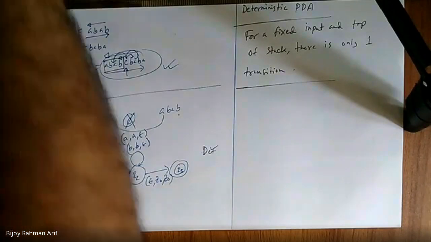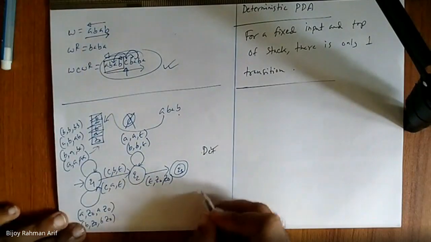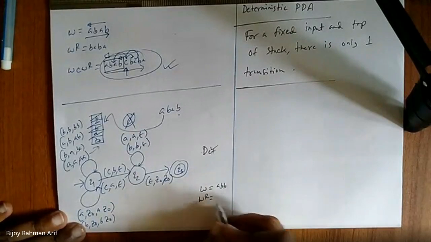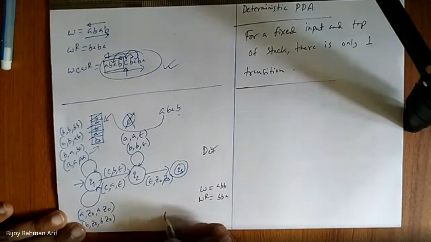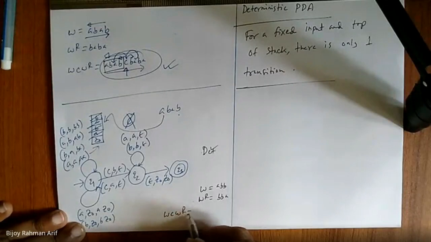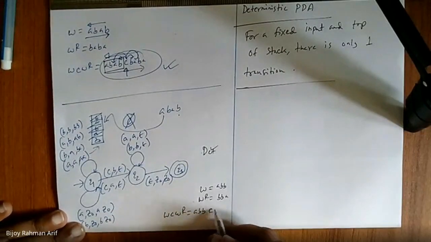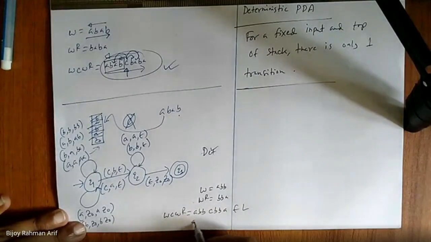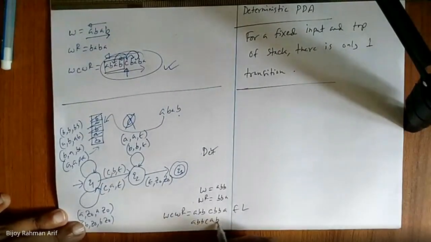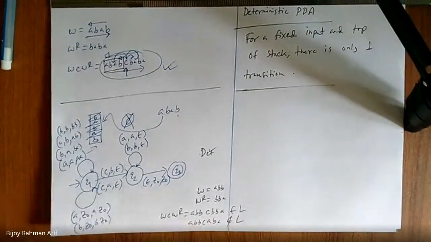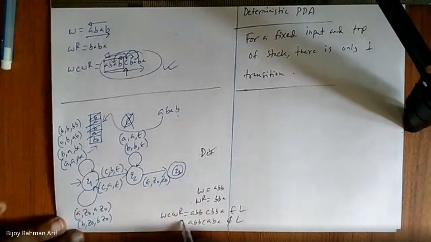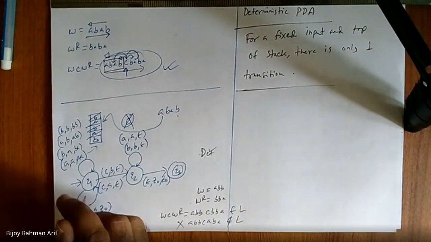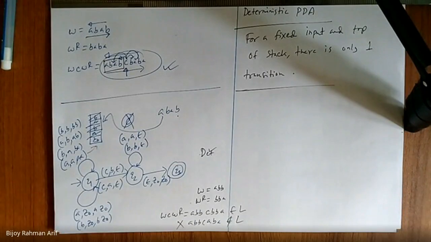So let's take this. Let's say W equal to ABB, WR equal to BBA. So WCWR should be ABBCBBA. So this should belong to the language. How about this? ABBCABA. That should not belong to the language. So it must be rejected. How can you reject this? Go to this diagram. How can you reject this?